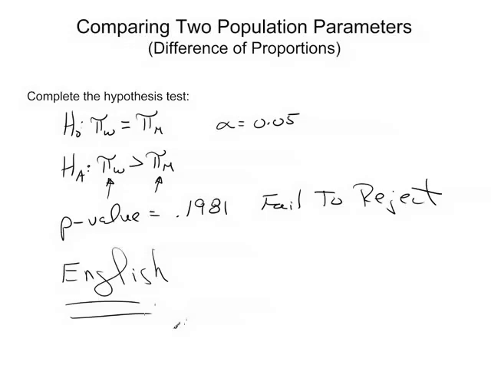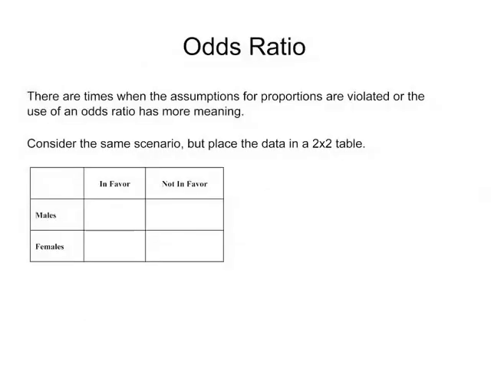Now, I'm going to take this idea and expand it to the idea of using an odds ratio. Now, we looked at odds in the previous chapter, and what we said was that an odds is the probability something will occur divided by the probability it will not.